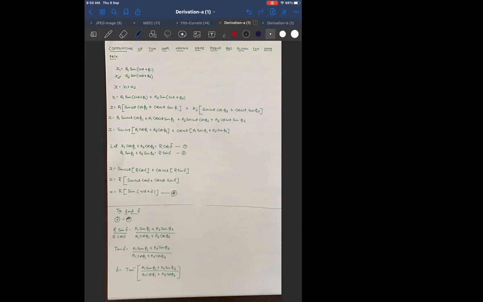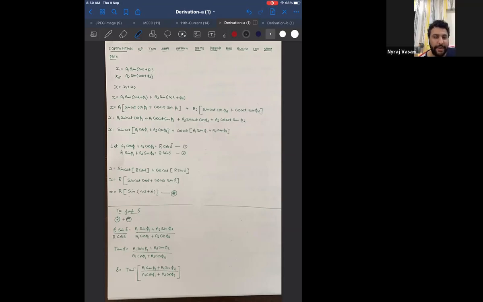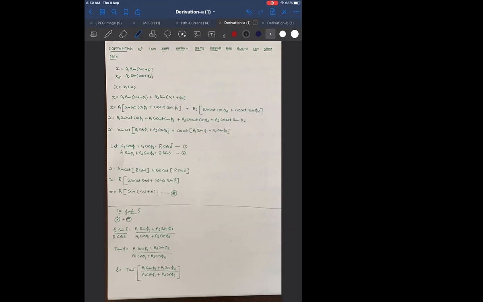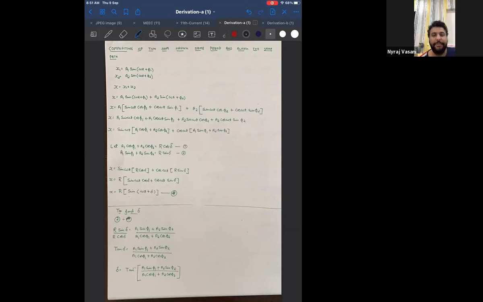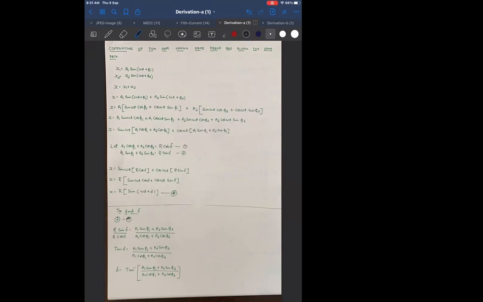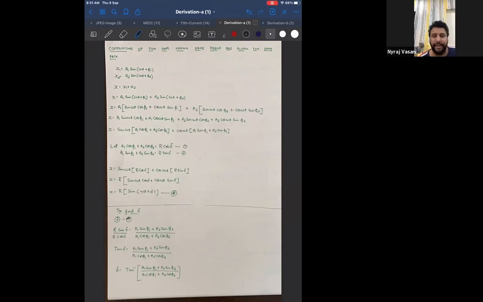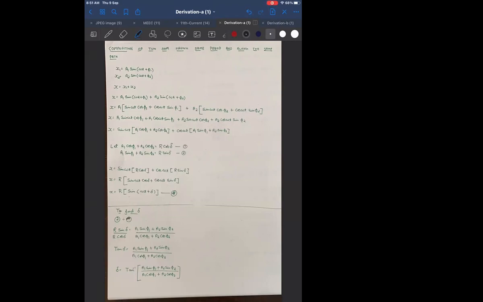Square root of a square plus b square plus 2ab cos theta is the resultant magnitude. And the angle: tan phi is equal to b sin theta by a plus b cos theta. Remember, direct vector formula. Yes, this is the result. Derivation is on the screen. So derivation, I will do it in some time. But please make a note of the result.